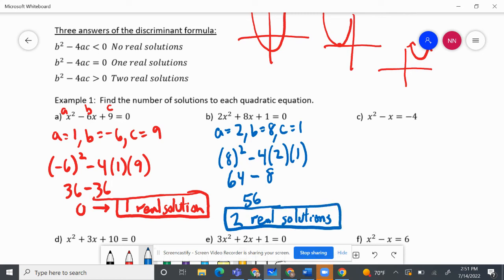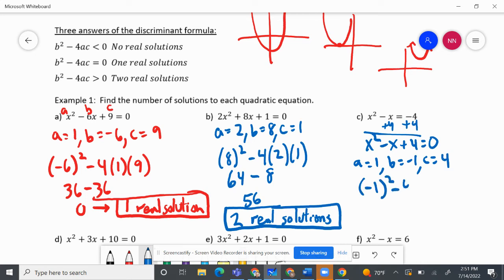Now, let's look at letter C. The problem with letter C is that in order to solve it, it needs to be set equal to 0. So the first thing that we're going to do is add the 4. And we get x squared minus x plus 4 is equal to 0. Our a value is 1, b value is -1, and c value is 4. So we have -1 squared minus 4 times 1 times 4. And that gives us 1 minus 16, which is -15. And -15 means that there are no real solutions.